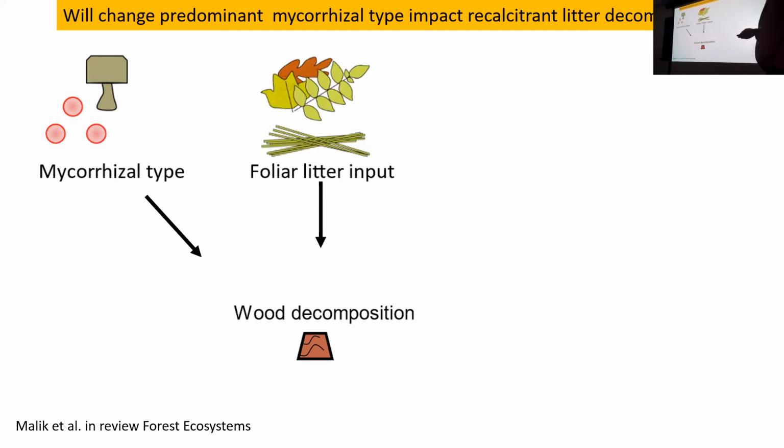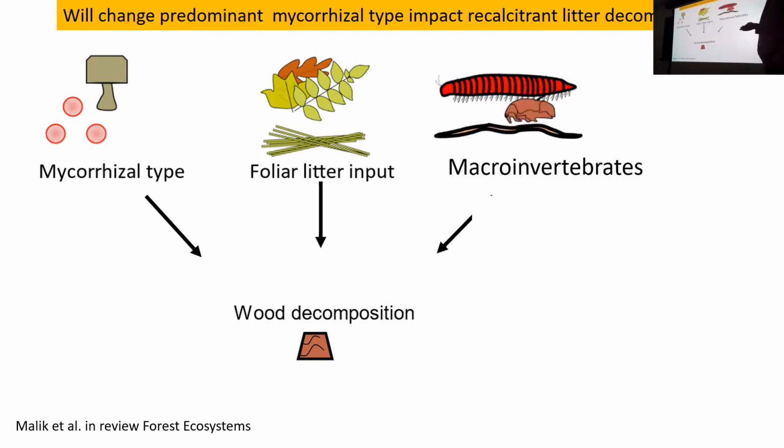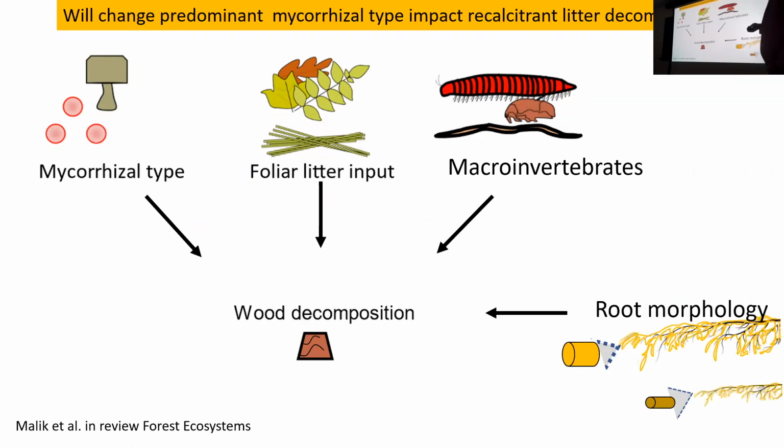I'll also take into account that the ectomycorrhizal and arbuscular mycorrhizal trees have different canopies, meaning that they contribute different types of litter to the soil environment, such as broadleaves versus needles. And there are also brown food web effects, such as the role of the macroinvertebrates. And also, because I'm just such a rooty type of guy, root morphology might be important as well.